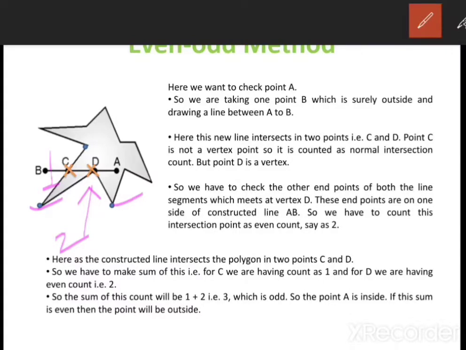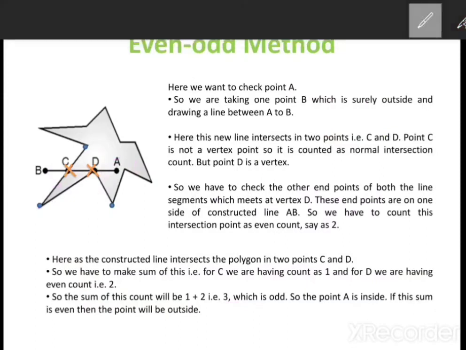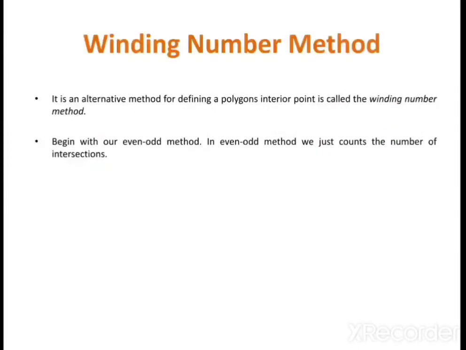So 1 plus 2 is 3, and 3 is odd. That is why I will say that if the count or summation is odd, the point A is completely inside of that polygon. So in this way we can say that point A is inside. If that sum is even, then I will say that the point is outside. So these are other examples of the even odd method, right. So this is all about even and odd. Depending upon even and odd we are finding: if the summation is odd, the point is inside; if the summation is even, the point is outside.